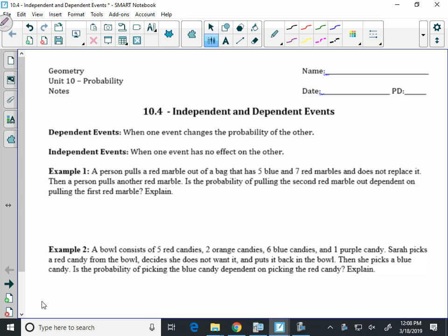Independent events is when one event has no effect on another. The probability of one thing happening is not determined by the probability of the other thing happening. It's going to happen no matter what.